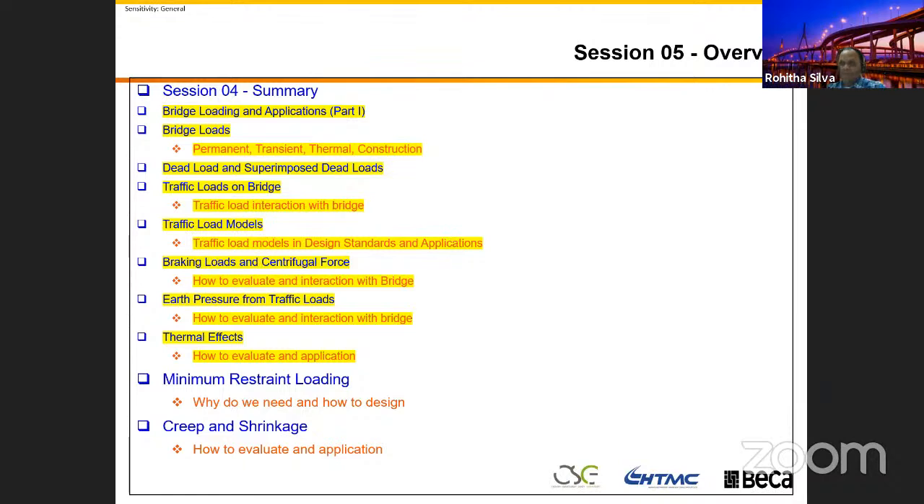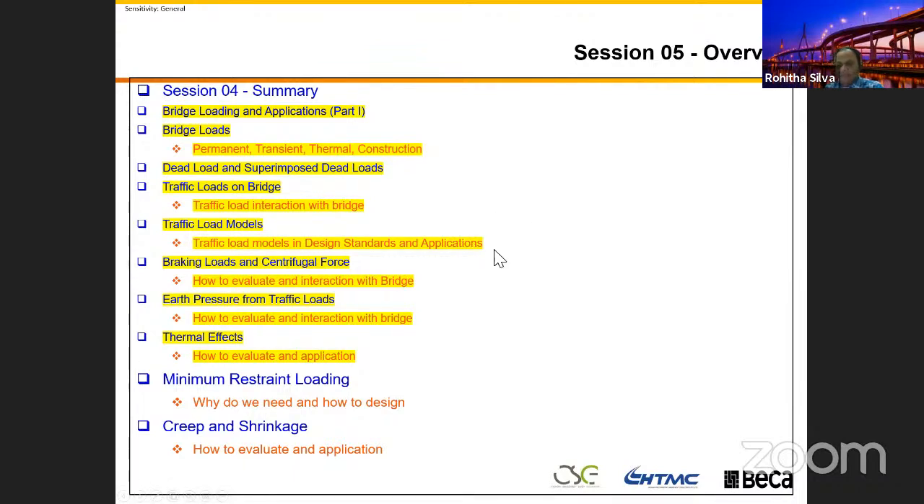And then we talked about the other loads generated due to traffic, the braking and centrifugal force, and the way these loads are used in the Australian standard and in Eurocode. Then we discussed when the trucks are moving, before they enter the bridge, just behind the bridge abutment area, the earth pressure due to traffic load. Then we discussed the thermal effect.